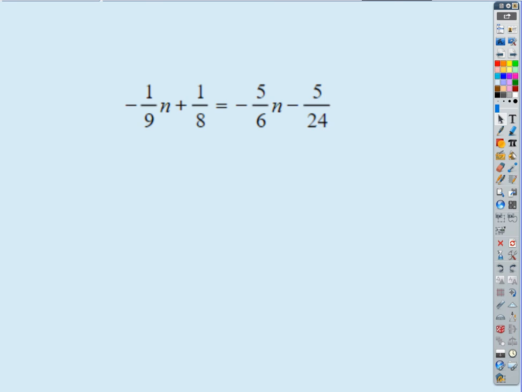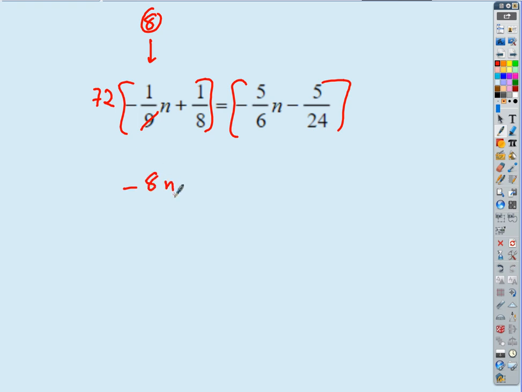Okay, what's our least common denominator? The smallest number they all divide into. 72, all right. So if I do my little trick here, when I distribute the 72, what's going to happen? Good, 72 over 9 is 8. So I get negative 8n, right?